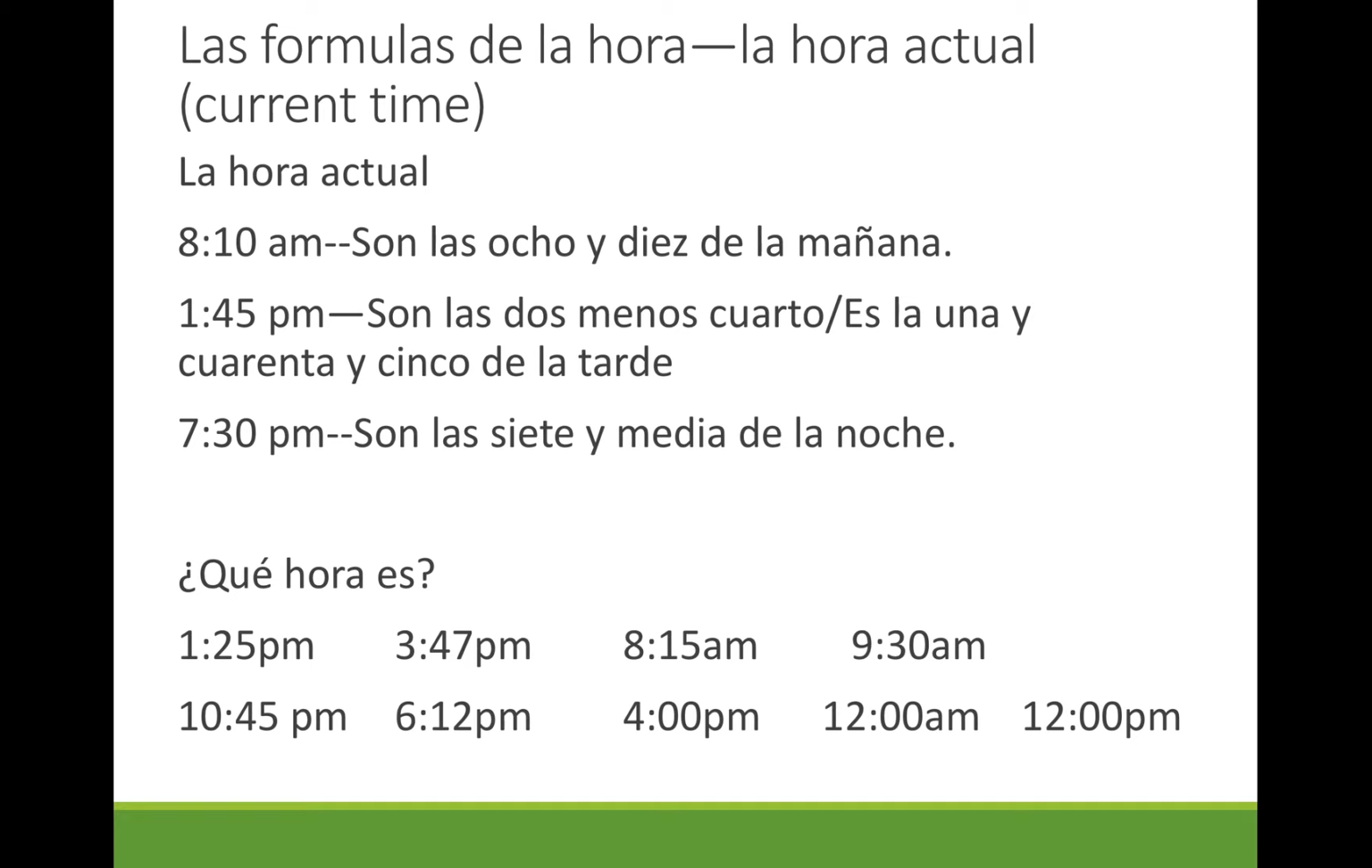So let's practice over here. I've given you some examples. La hora actual. Remember, 8 is plural. Son las 8:10 de la mañana. And then 1:45, we can do it two ways. We can say it's 2 minus a quarter. Son las 2 menos cuarto. Or we can say it's 1:45. Es, because 1 is singular, es la 1:45 de la tarde. 7:30 son las 7:30 de la noche. So now it's your turn. Go ahead and hit pause. Describe these and then I will read them to you.